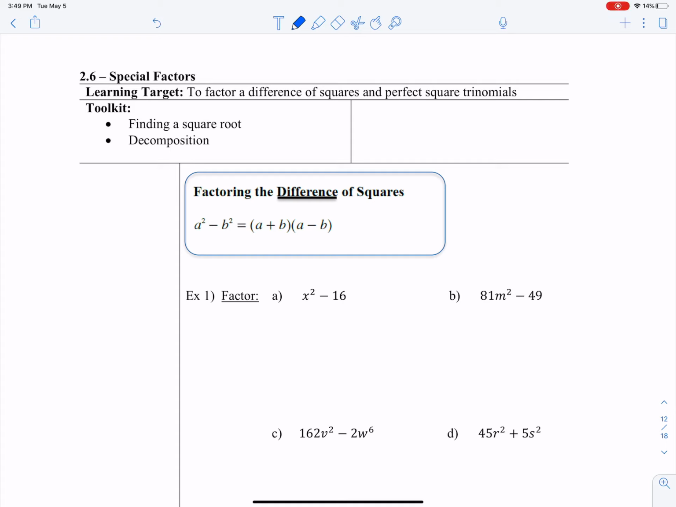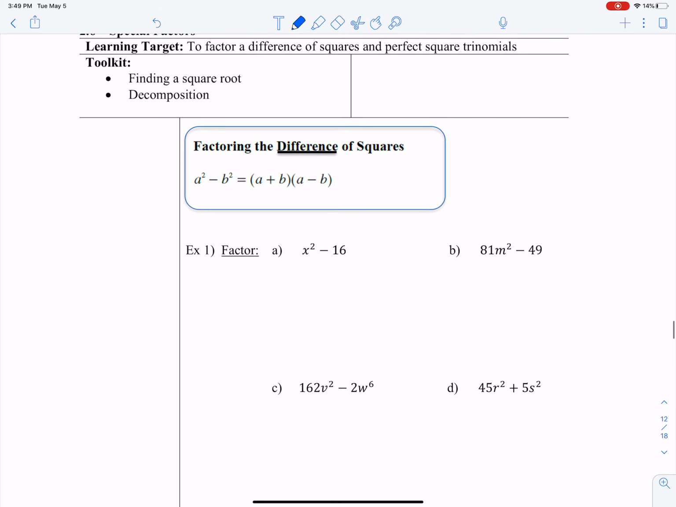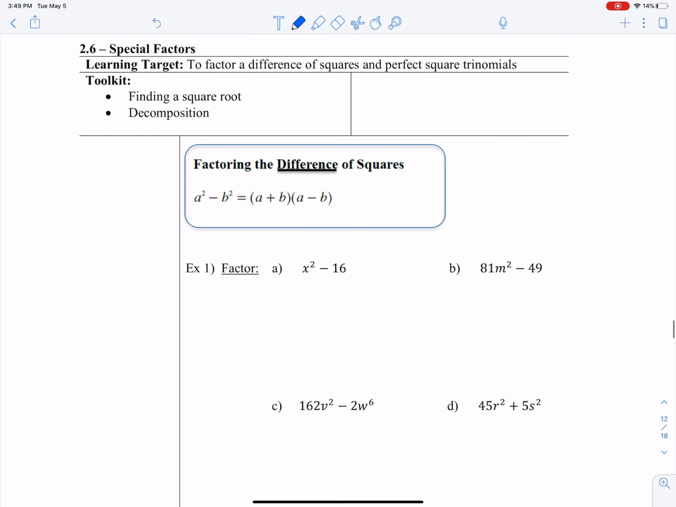So this is section 2.6, part 1. In this video, we're looking at special cases, so special factors. Here, when we have a difference of squares and when we have a perfect square trinomial.